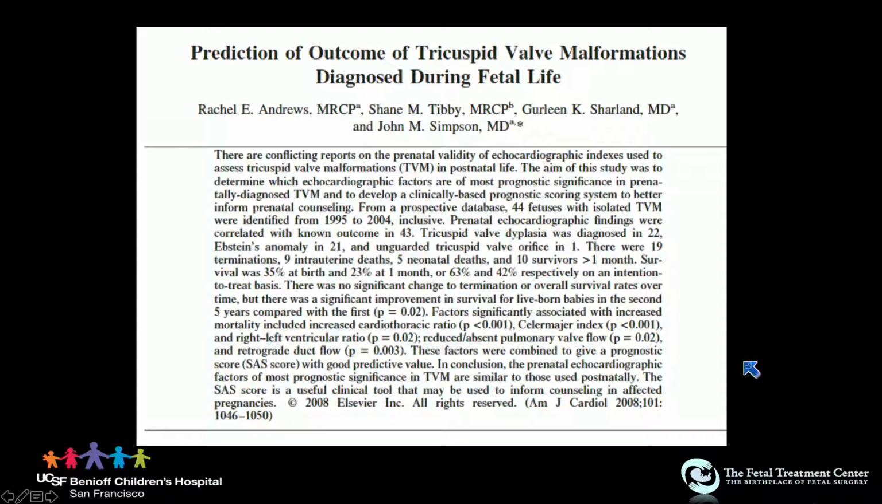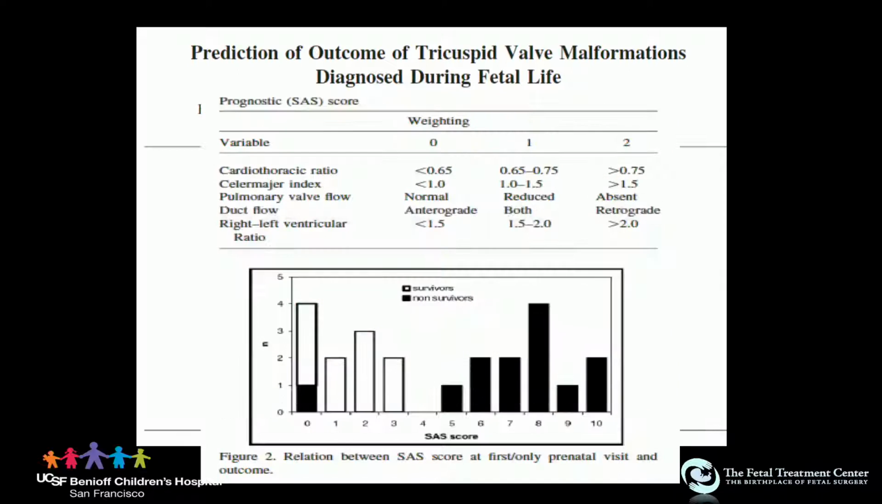attempts at creating scoring systems. This is from the UK, the so-called CAS score, and this is going to be in your syllabus, so you can look this up. I find this sometimes useful in that it clearly delineates the non-survivors from the survivors with a score, but often you end up right here and then you don't know what to do with it.